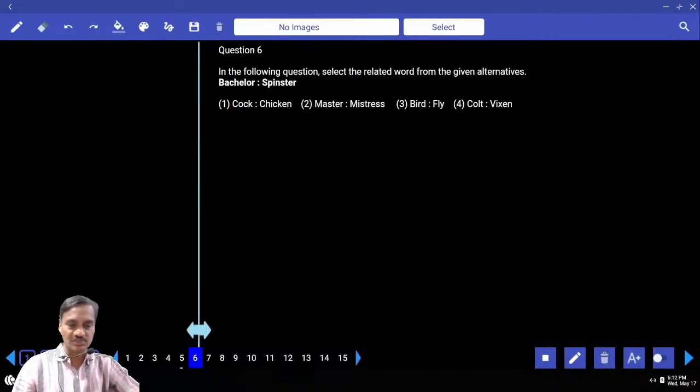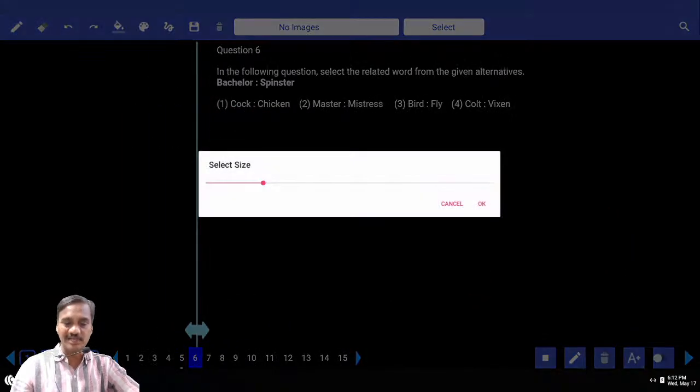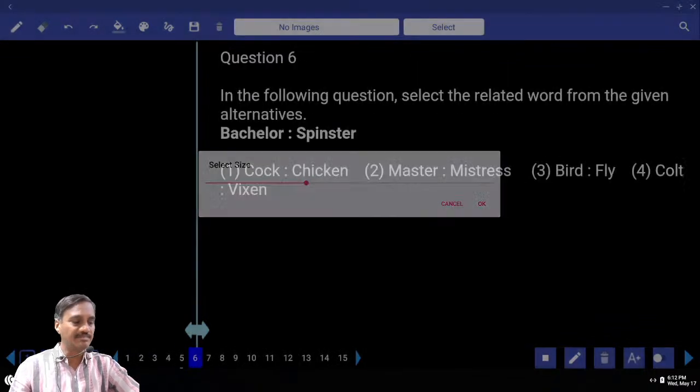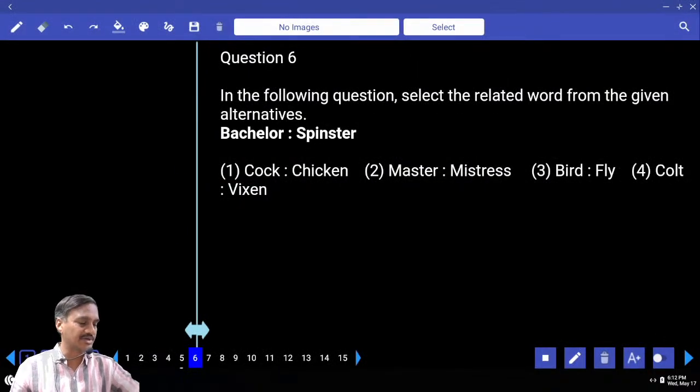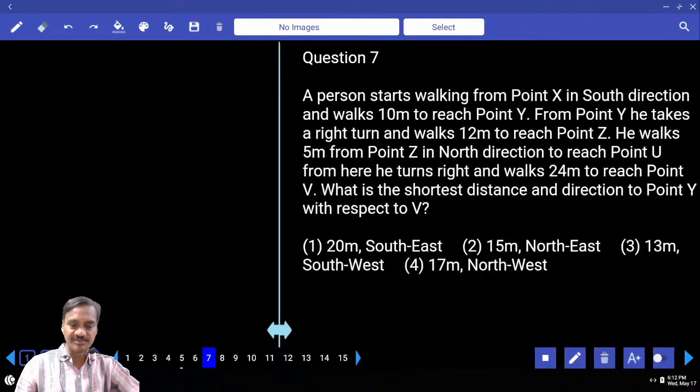Then question number 6. Bachelor and spinster. What is the relation between these two? Bachelor means unmarried male. And in the same way, here, cock and chicken, master and mistress. That is choice 2.